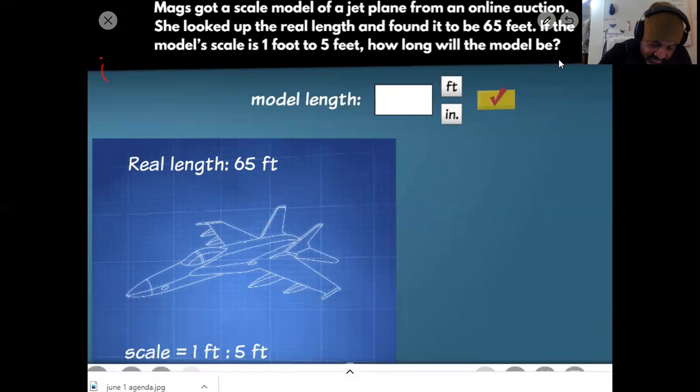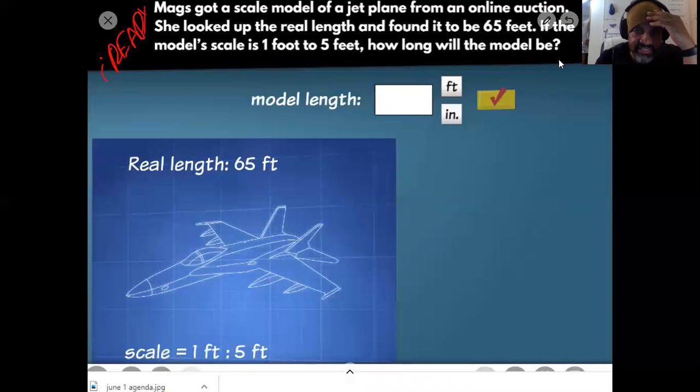So this is from iReady. Okay, so let's read it and let's solve it. It says Mag's got a scale model. I'm gonna circle that word. Model of a jet plane from an online auction. She looked up the real length and found the jet to be 65 feet. So the actual length of the jet is 65 feet, right? If the model scale is 1 foot to 5 feet, how long will the model be?